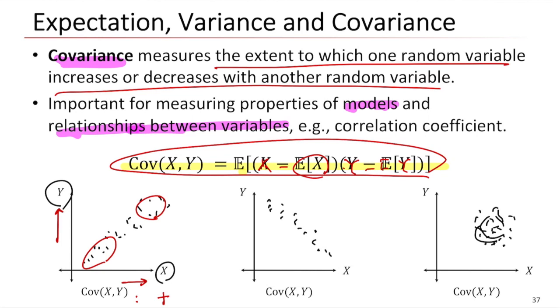In the opposite case, when the greater values of one variable mainly correspond to the lesser values of the other variable like this, the variables tend to show opposite behavior between them. So in this case, the covariance is negative like this. What about this?